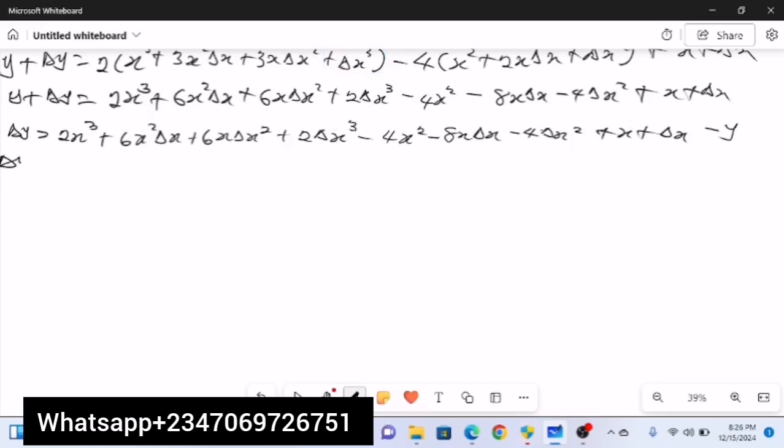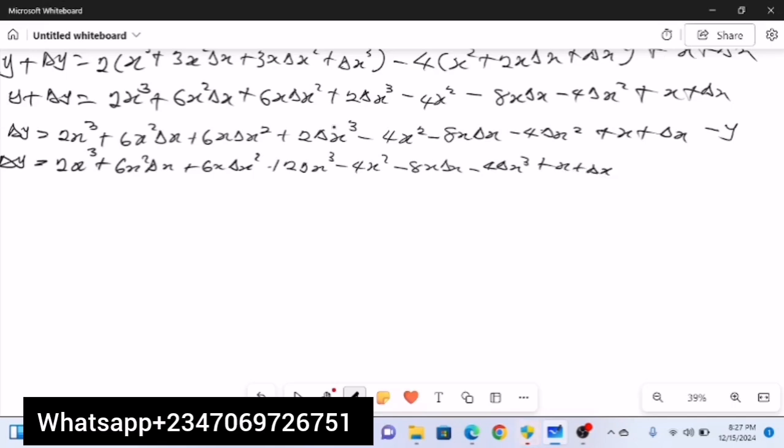So we'll have change in y equal to 2x to the power of 3 plus 6x squared change in x plus 6x change in x squared plus 2 change in x to the power of 3 minus 4x squared minus 8x change in x minus 4 change in x squared plus x plus change in x minus, in place of y, 2x to the power of 3 minus 4x squared plus x, and you have this.